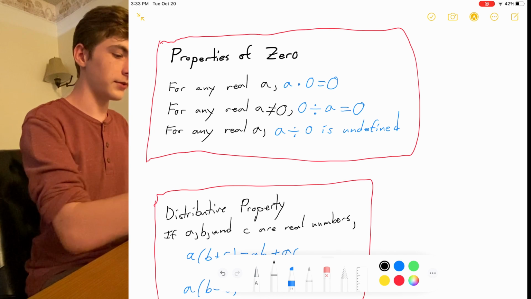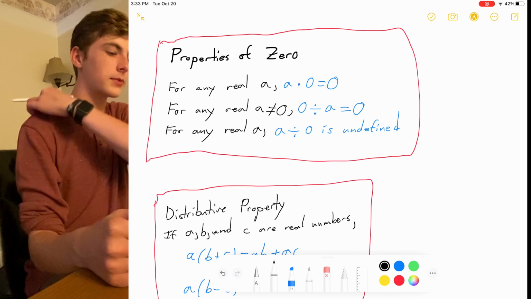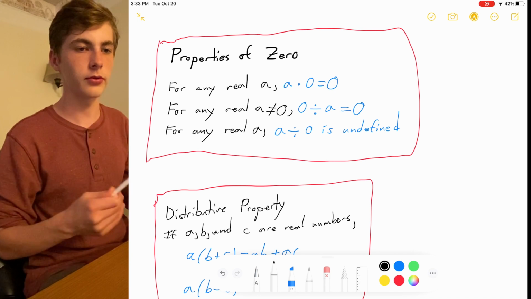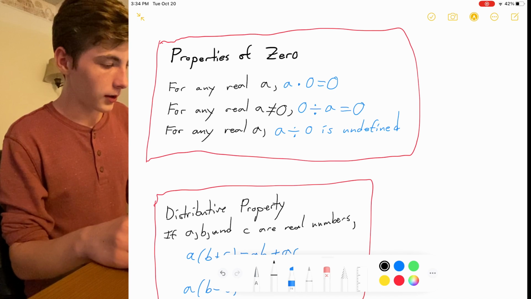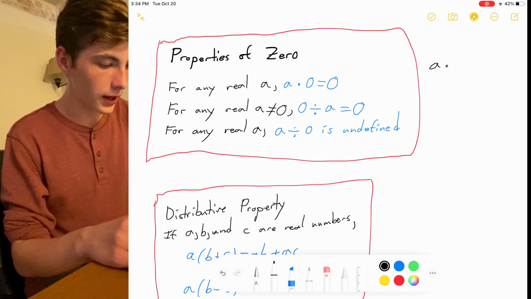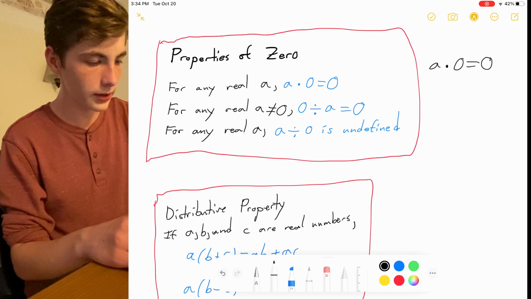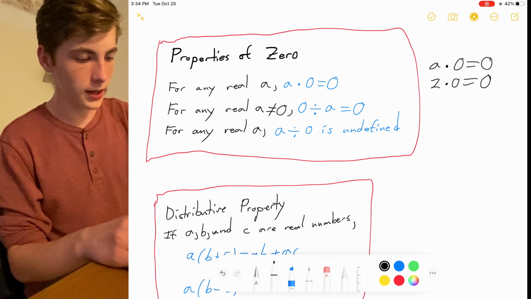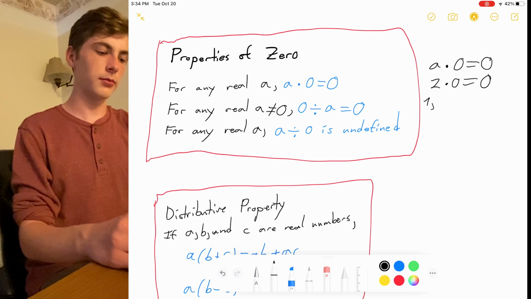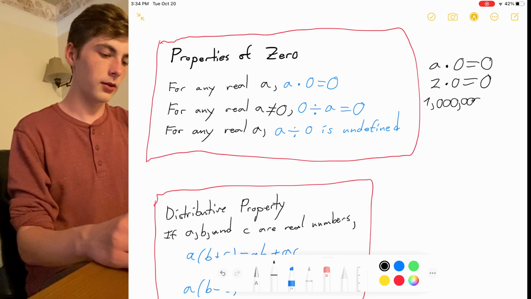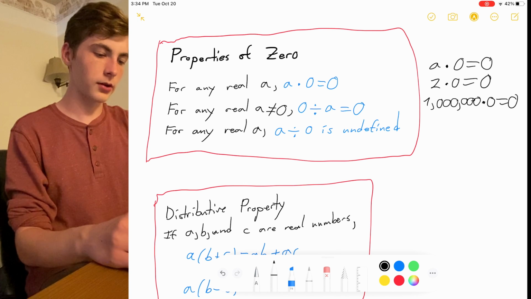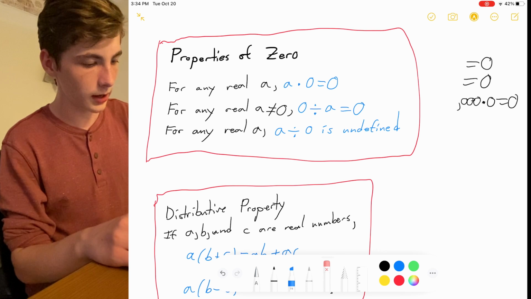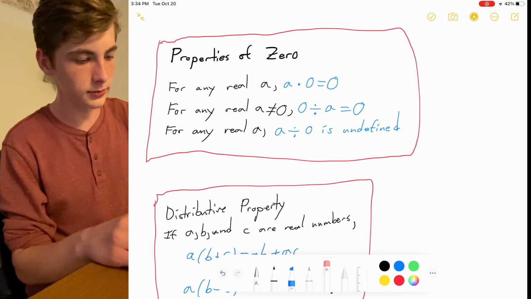The first one is for any real a, a times 0 is equal to 0. These properties of 0 are really just a bunch of things that are special about 0. It turns out that any number a, when you multiply by 0, you're going to get 0. So if we have 2 times 0, that equals 0. Basically, 0 trumps any number. You could have 1 million, but if you multiply by 0, you're still going to get 0. So 0 is really good at making nothing out of something.